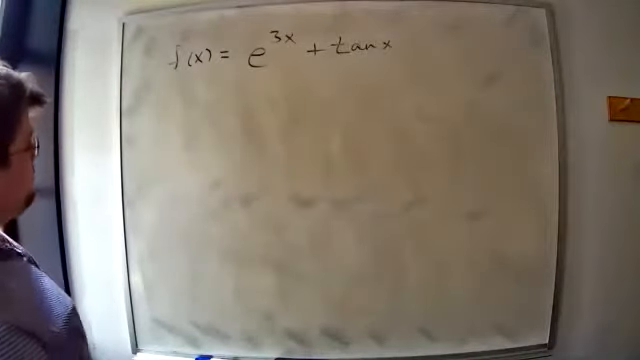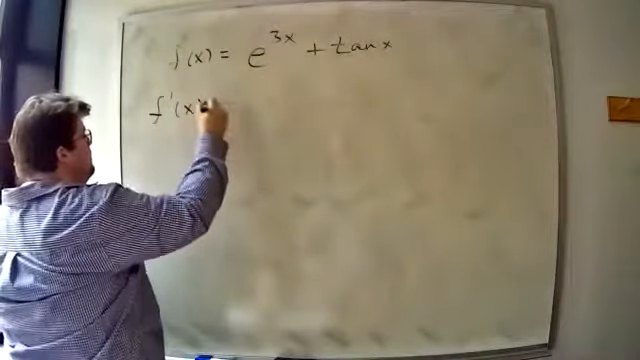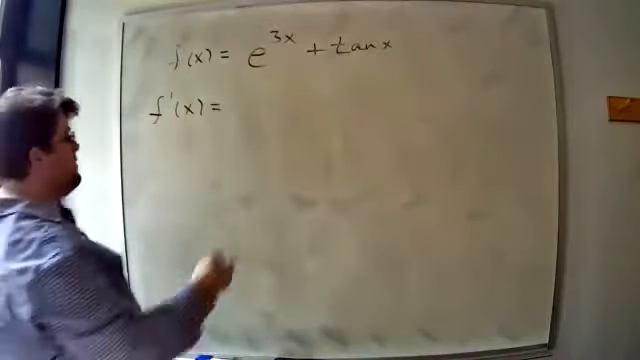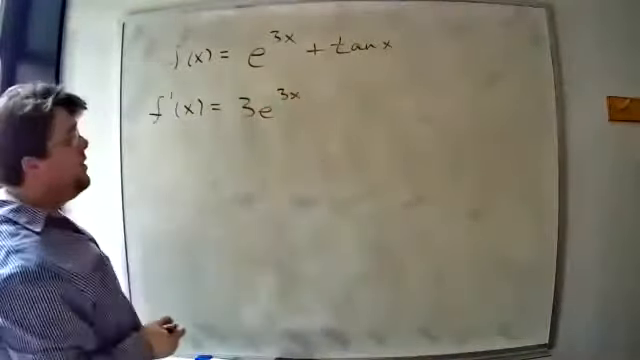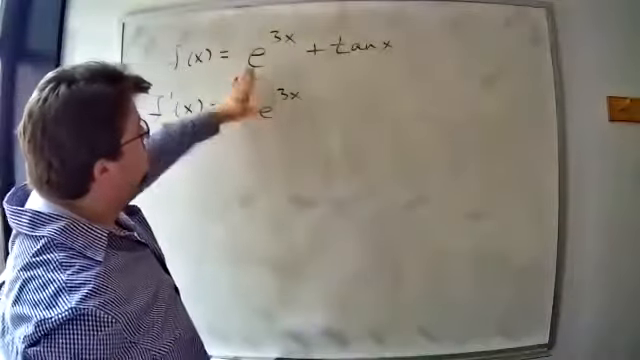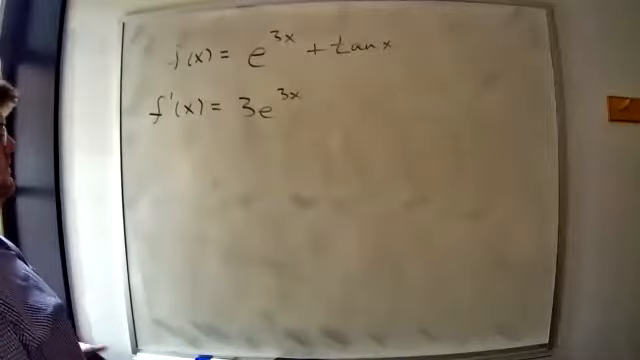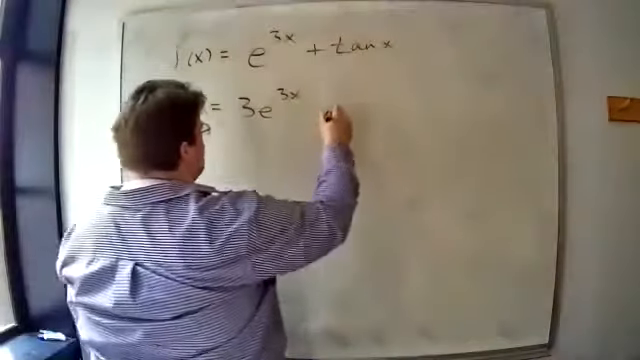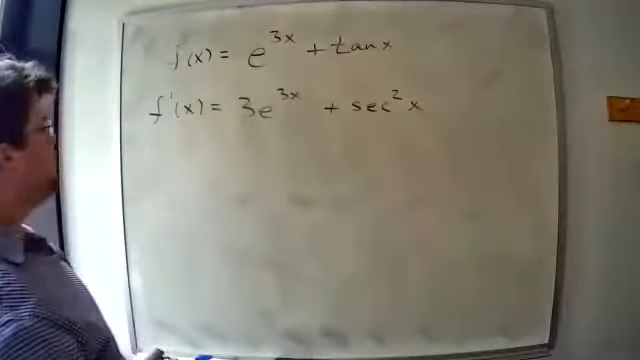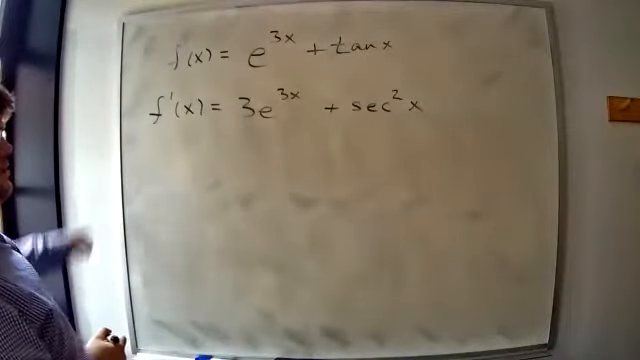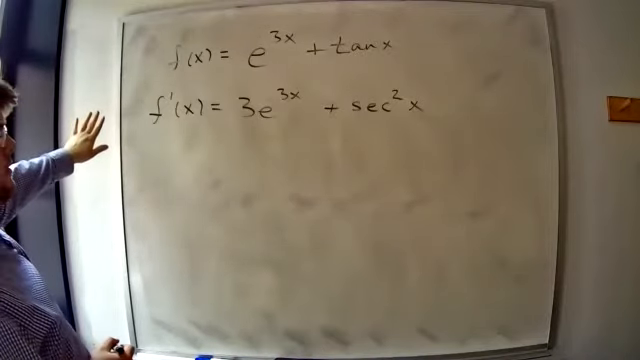From part 1c, we found the derivative of e to the 3x. It was 3e to the 3x, because the derivative of e to the x is itself multiplied by the derivative of the exponent. We also saw the derivative of tangent x was secant squared of x. So we have our first derivative. Any questions about the first derivative?